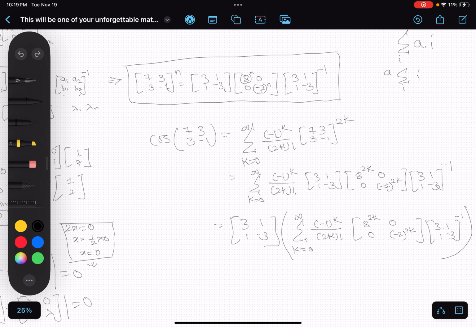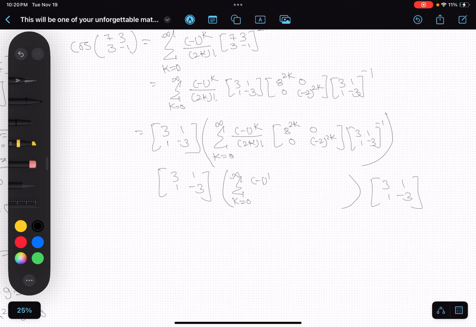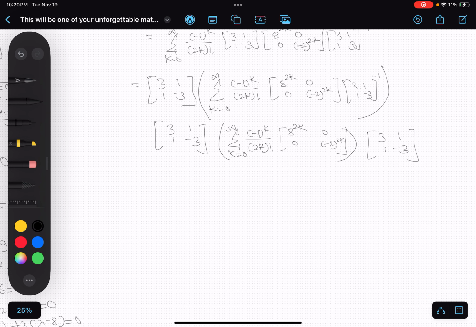Now guys, notice that this is also a constant in the product, right? But I cannot take this out over here because, just like I said earlier, the order matters in matrix multiplication. So how will I take this out of the sum? I will take it in the back direction, in the rightmost portion, not ahead. That's because it's a matrix, and matrix multiplication is not commutative. So (1/(2k)!) times the matrix 8^(2k), 0, 0, (−2)^(2k), right?